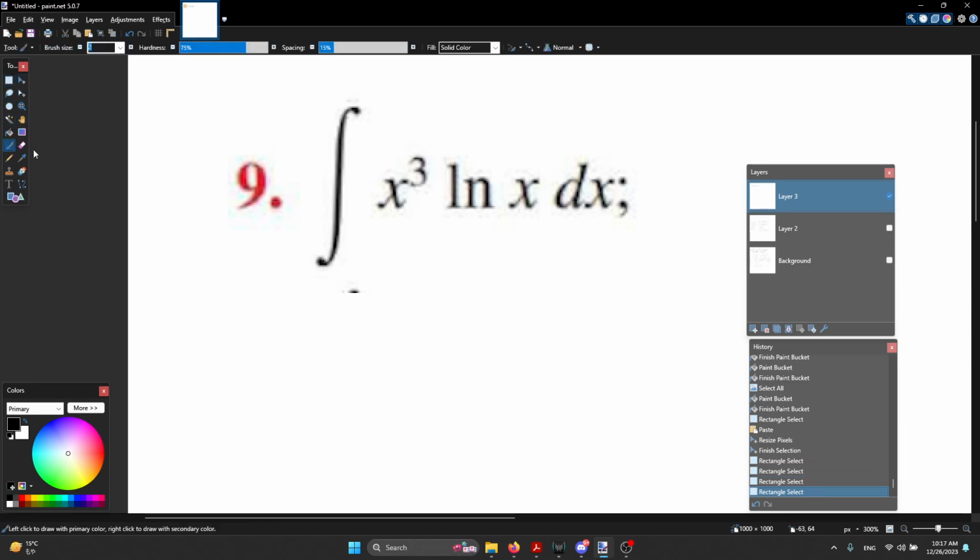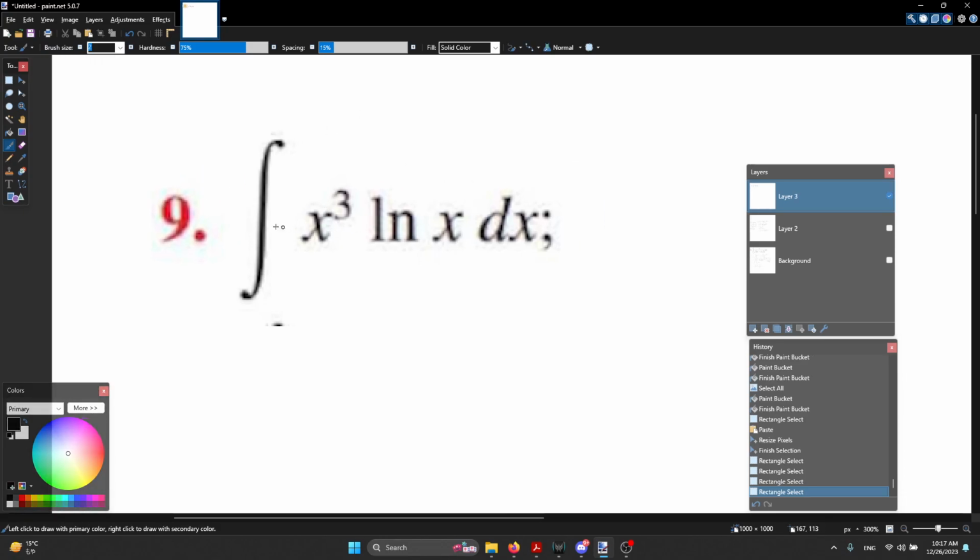So we got the integral of x cubed times natural log of x dx. So your first instinct when you see two things multiplied together, I think in most cases, should be integration by parts. So if you don't know what that is, you should learn it first.